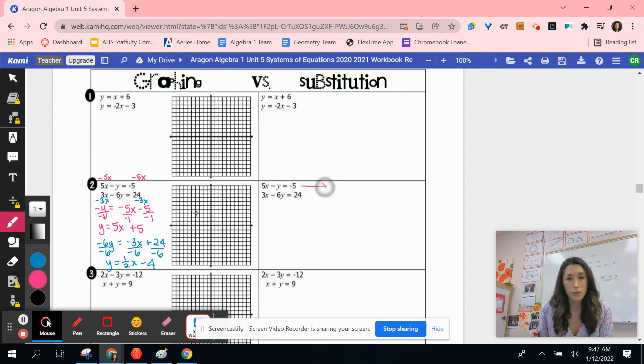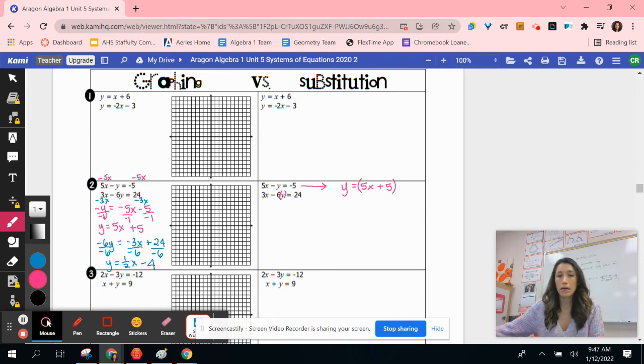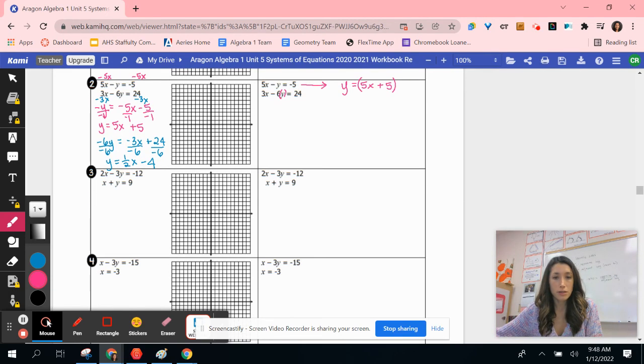Now I'm going to take this equation here, and we already rewrote it to say y equals. So y equals 5x plus 5. So now that we have an equation that says y equals, you can take the value of y and substitute it into y in your second equation here. So you'll be solving for y first. Once you know the value of y, you can solve for x. You will need to do that for some of these equations here.